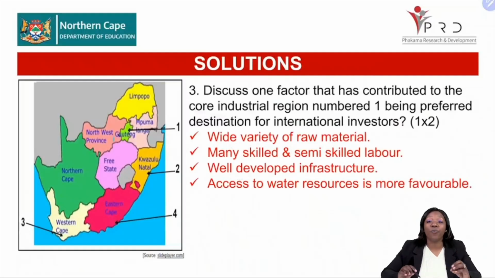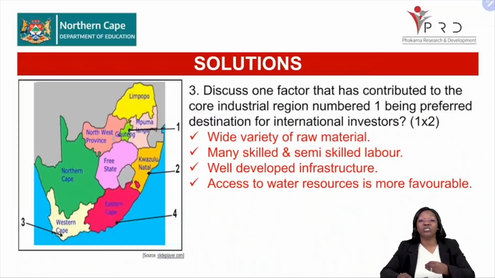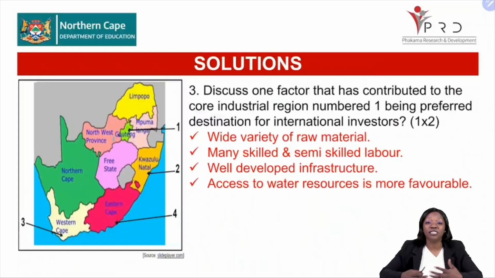We're talking about a well-developed infrastructure. We said after discovering those raw materials or minerals, it is turned into a good or a product that is supposed to be transported. So with a well-developed infrastructure, it will become attractive to an international investor. Then access to water resources is more favorable. Remember, we said in this region, there is a water scheme that is making sure that this region has water.